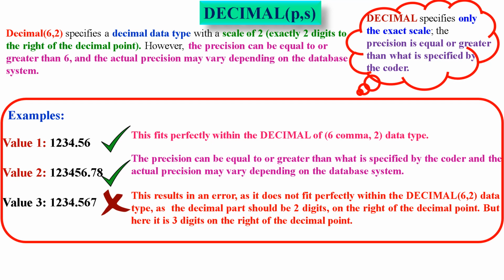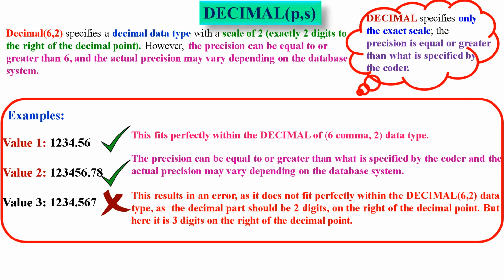Example. Look at value 1. A value like 1234.56 will be stored as is, with 4 digits in the integer part and 2 in the decimal part. So total of 6 digits, 2 to the right of the decimal point. This fits perfectly within the decimal of 6,2 data type.